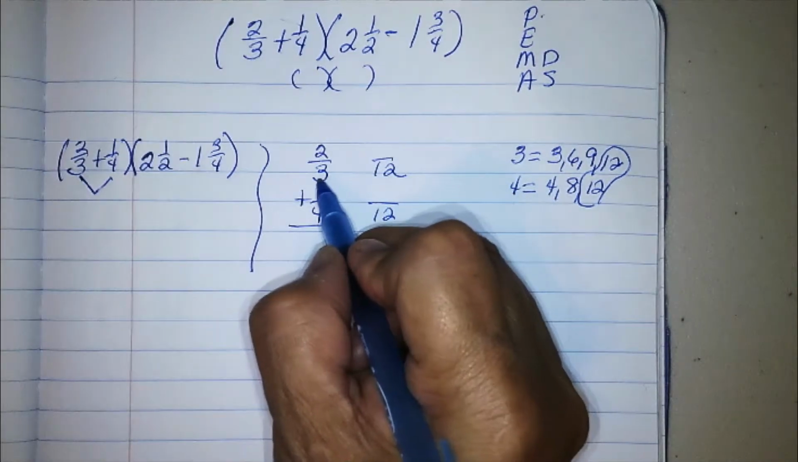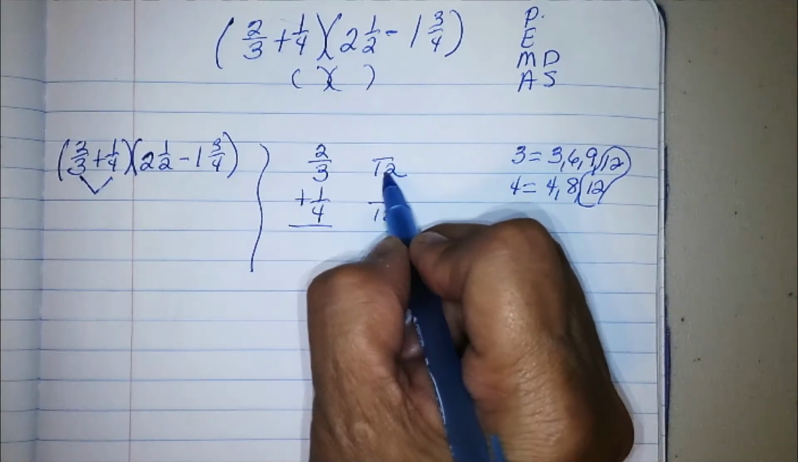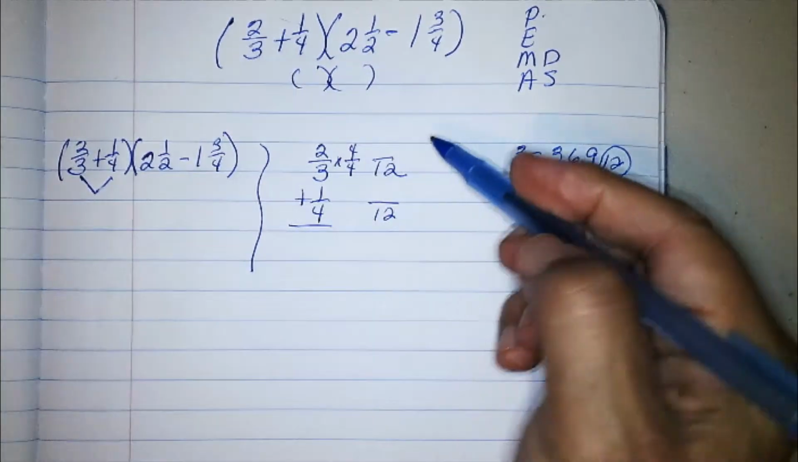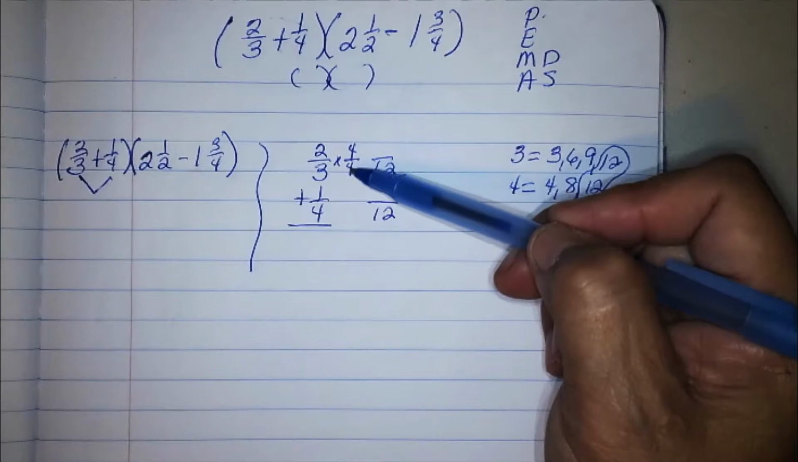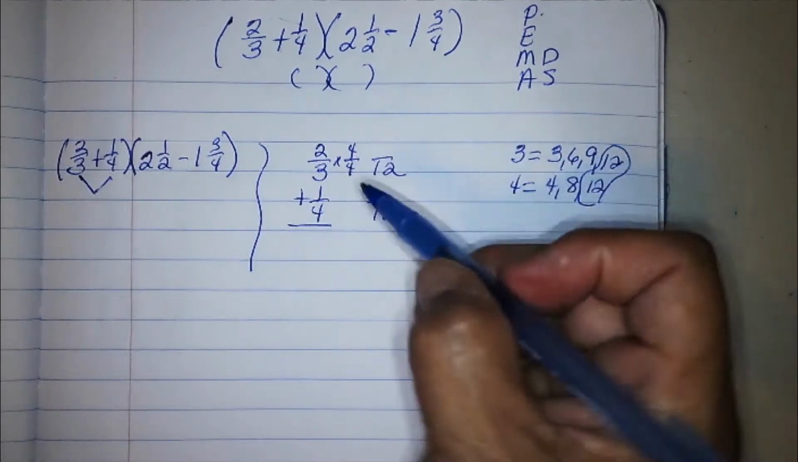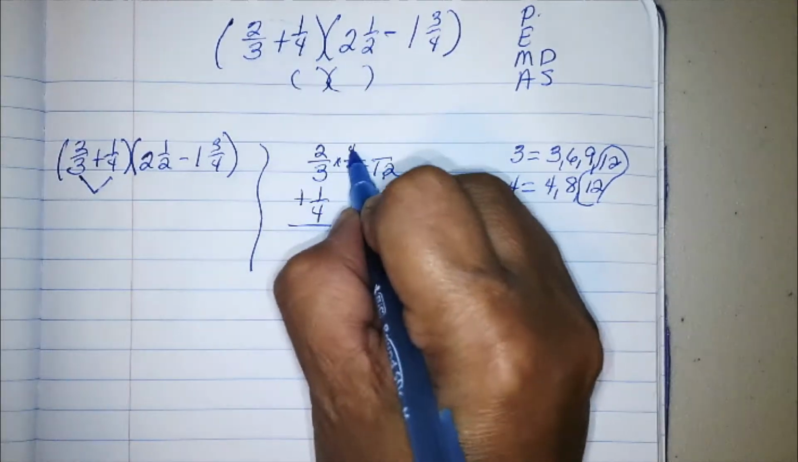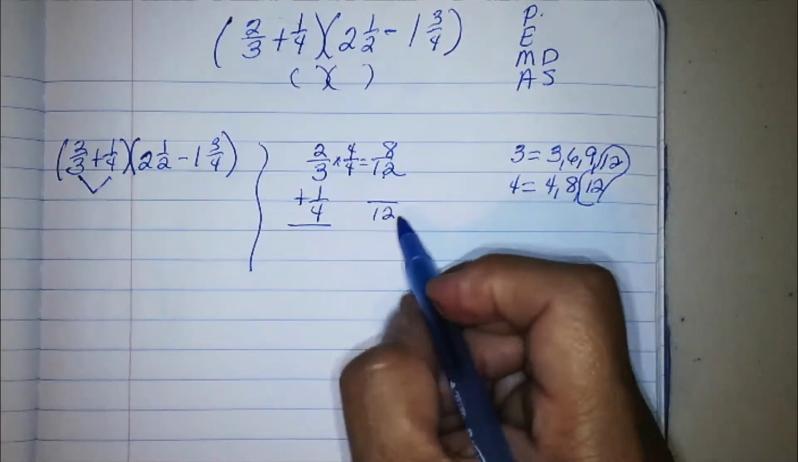Okay. 3 divides into 12 4 times. But remember, we have to write it as a 1. 4 over 4 is 1. So 3 times 4 equals 12.